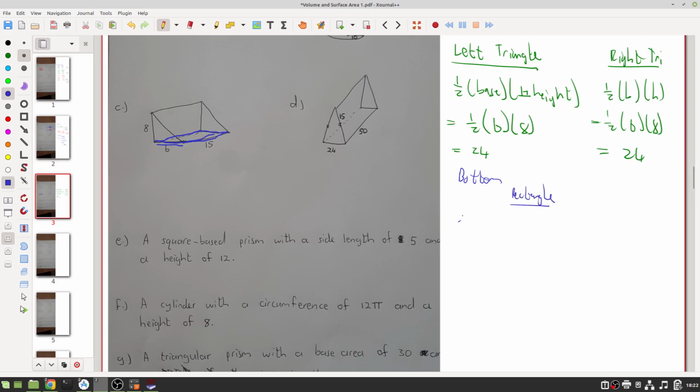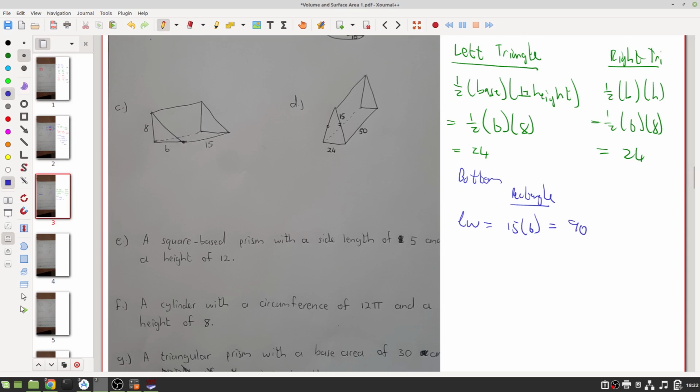So the area of a rectangle is length times width. In our case, that's going to be 15 times 6. Again, 15 times 6 gives us, 10 times 6 is 60, 5 times 6 is 30, 60 plus 30 is 90. Alright, so that's the bottom part.